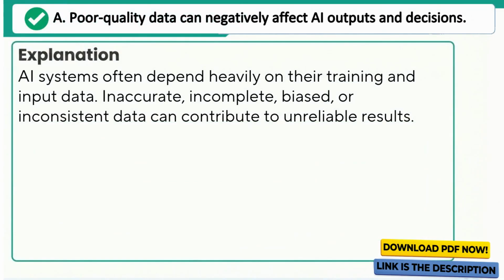Correct answer. A. Poor quality data can negatively affect AI outputs and decisions. Explanation. AI systems often depend heavily on their training and input data. Inaccurate, incomplete, biased, or inconsistent data can contribute to unreliable results.